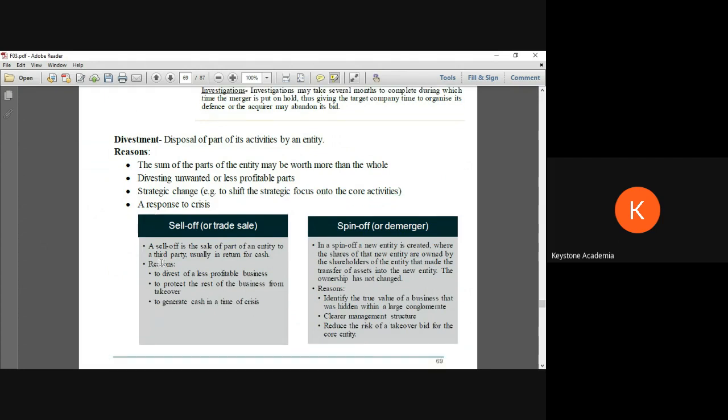Here also they have mentioned, sell-off is the sale of part of an entity to a third party, usually in return for cash. Why are we selling it? Because it's less profitable, or maybe you want to focus on the main business, protect the rest of the business from takeover, or generate cash in time of crisis.